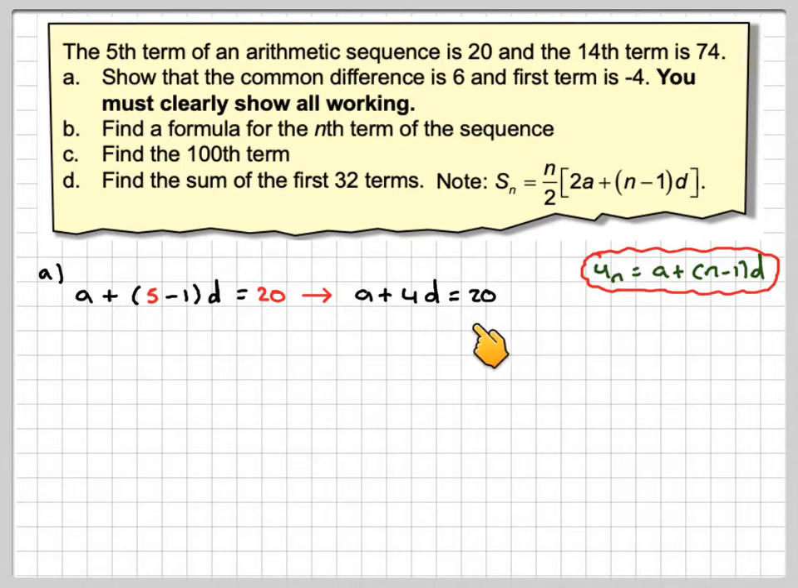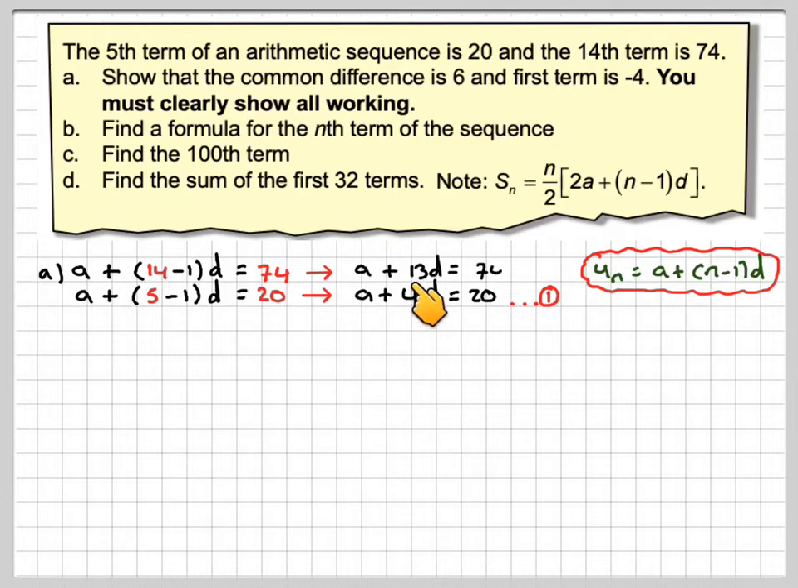And I wrote this one underneath on purpose because the other one's a higher number. So we're going to call that equation 1. And then we've got A plus the 14 take away 1 times d is equal to 74, which will mean that A plus 13d is equal to 74. We'll call that equation 2. So we've got simultaneous equations here because we've got two unknowns, A and D.